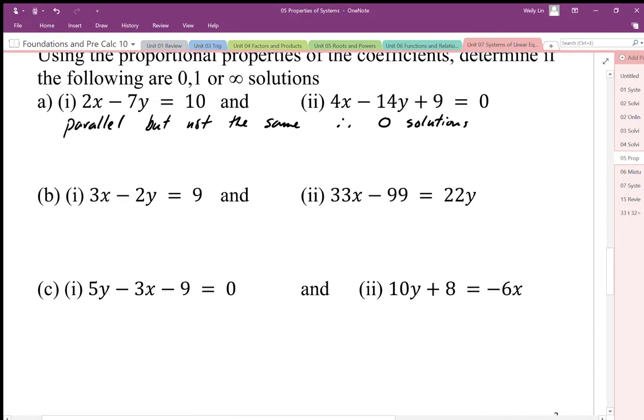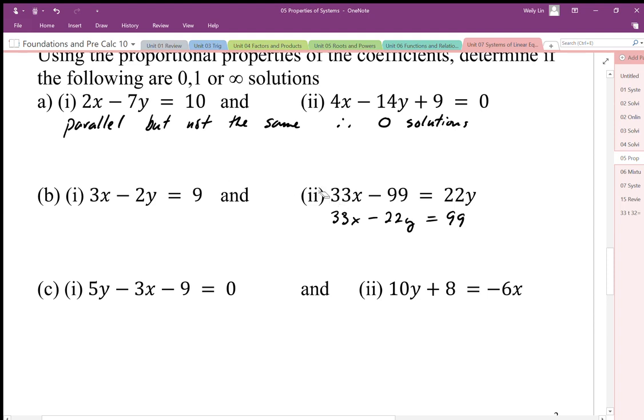So for B, if we look at the ratio of the coefficients, 3 to negative 2, 33 to 22. If we move that y to the other side, we get 33x minus 22y minus 99 equals 0. Okay, we can see that the 3 to negative 2 ratio exists in both equations. They are parallel. The proportion in the sign is the same. I should maybe move this over, a little bit easier to see. So we end up equal to 99.